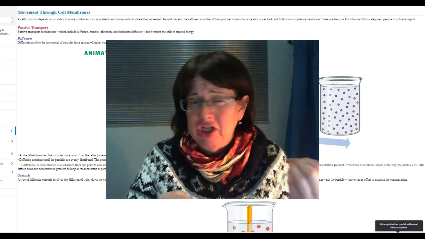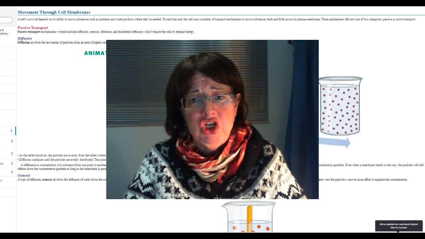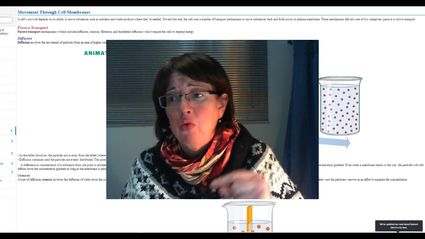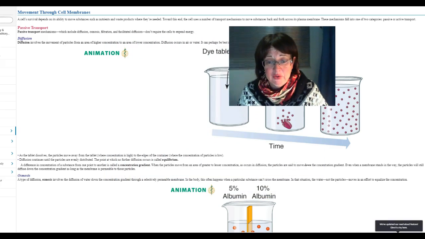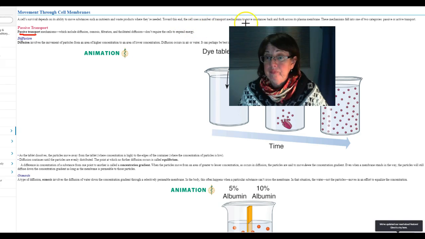Passive transport, which doesn't require energy and goes from high to low concentration. And then there's active transport, and active transport requires energy. So let's look in your textbook right here. Passive transport, let me get my line because I like to draw lines. Passive transport goes across. You've got 2 categories, passive and active.